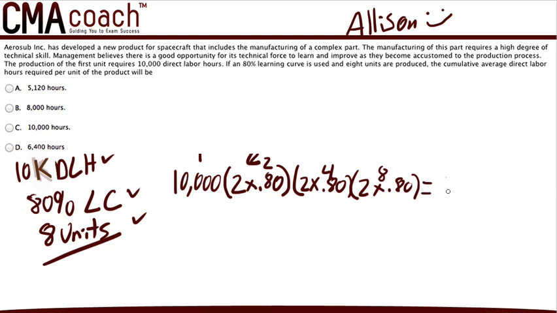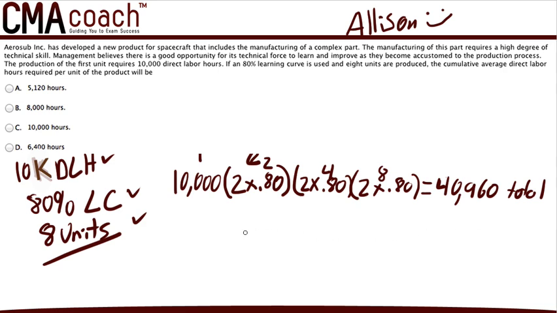Okay, so does that make sense? So if you were to take your calculator and do the math, 2 times 0.8, 2 times 0.8, and 2 times 0.8, and then take that and multiply by 10,000 hours, the total will be 40,960 hours that it took to produce all the 8 units.